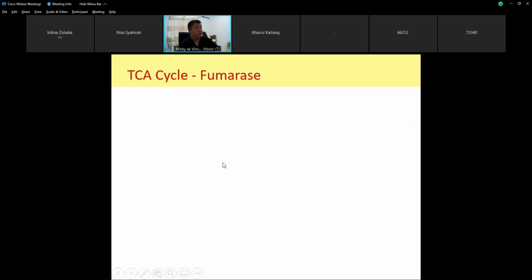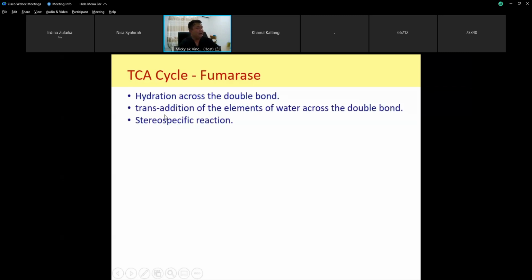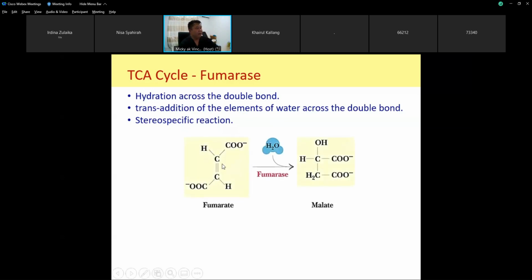So from fumarate, M is malate. So from fumarate to malate, another enzyme that is used is called fumarase. So fumarase is the enzyme that makes this process possible. Basically hydration will occur across the double bond, meaning water will enter. This is the trans addition of the elements of water. Meaning water from the surroundings will enter. Right? So water will enter into the fumarate.